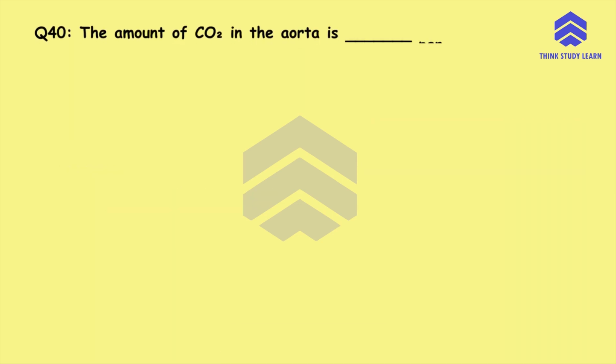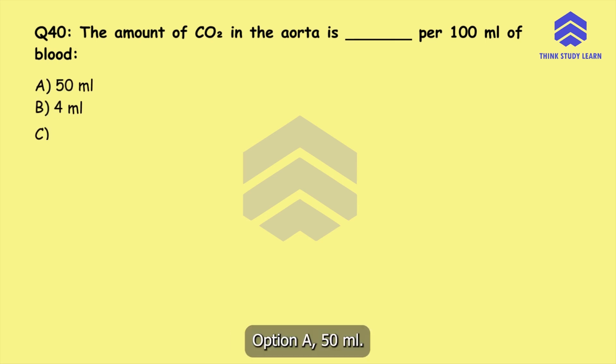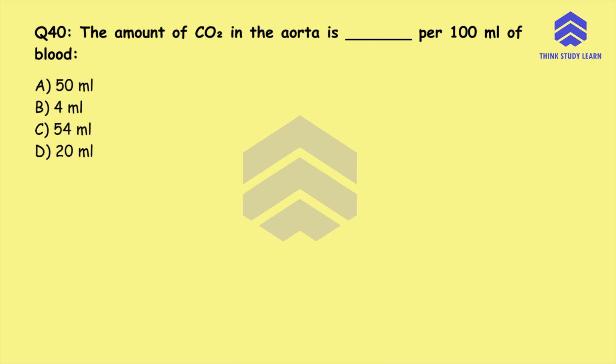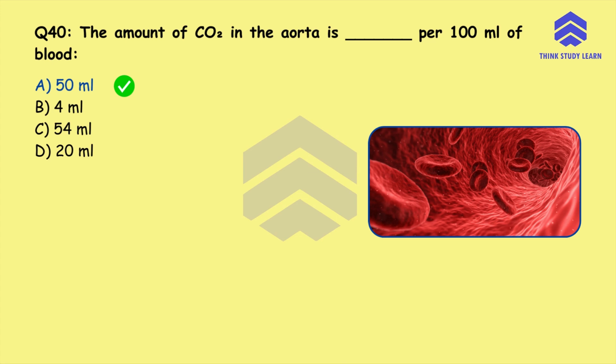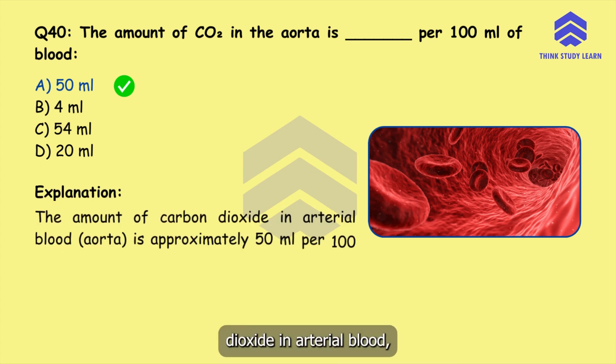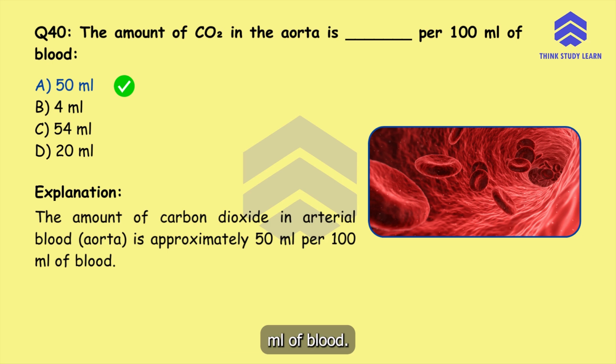Question number 40. The amount of carbon dioxide in the aorta is dash per 100 ml of blood. Option A, 50 ml, option B, 4 ml, option C, 54 ml, or option D, 20 ml. The correct answer is option A, 50 ml. The amount of carbon dioxide in arterial blood, that is in the aorta, is approximately 50 ml per 100 ml of blood.